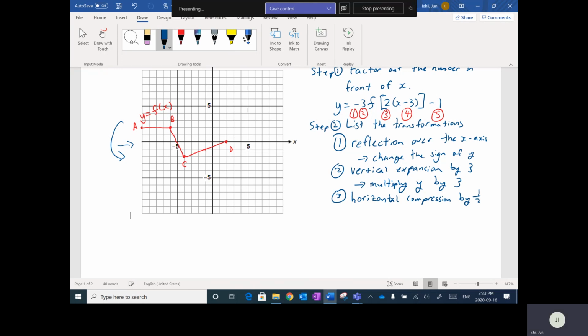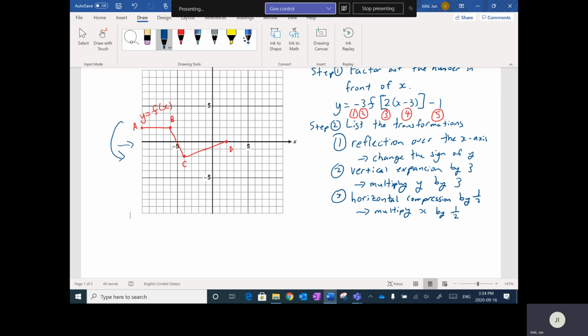When it comes to the x, or the numbers inside the bracket, the f of whatever, you're always multiplying by the reciprocal of that number. Not the number itself. A very common mistake is to think that the 2 here means a horizontal expansion, but in reality, it is actually a horizontal compression. So it's 1/2. What that means is I'm still going to multiply x this time by 1/2.